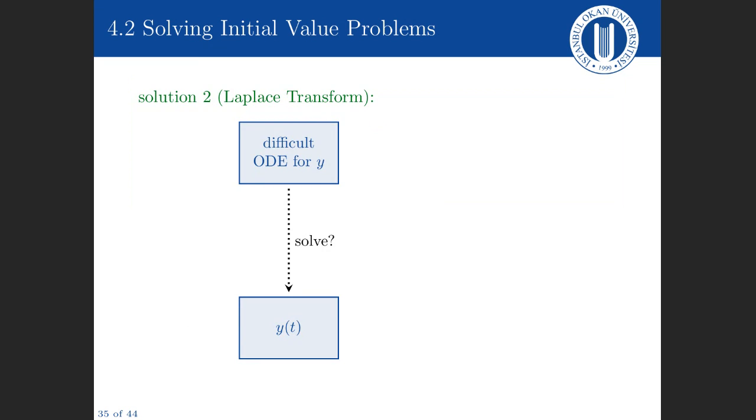Now let's solve the problem again, but using the Laplace transform. The idea is, let's suppose we want to solve a difficult differential equation. In this example, we don't have a difficult differential equation, we have an easy one. But let's just suppose that we're developing this method which we'll use for more difficult equations.